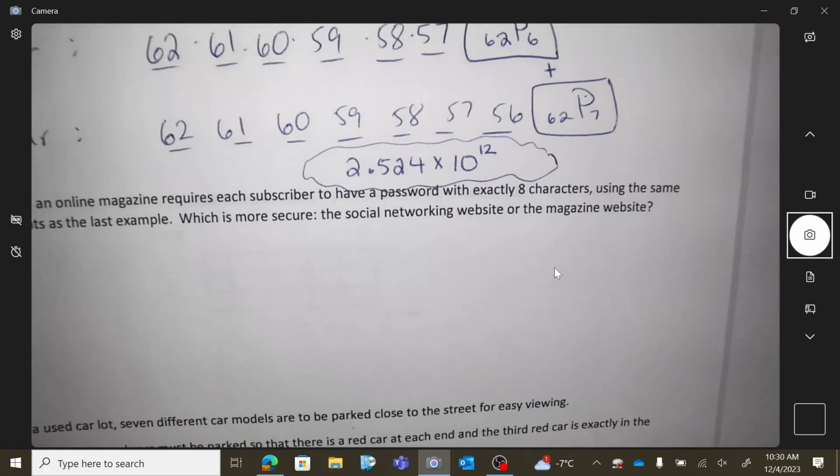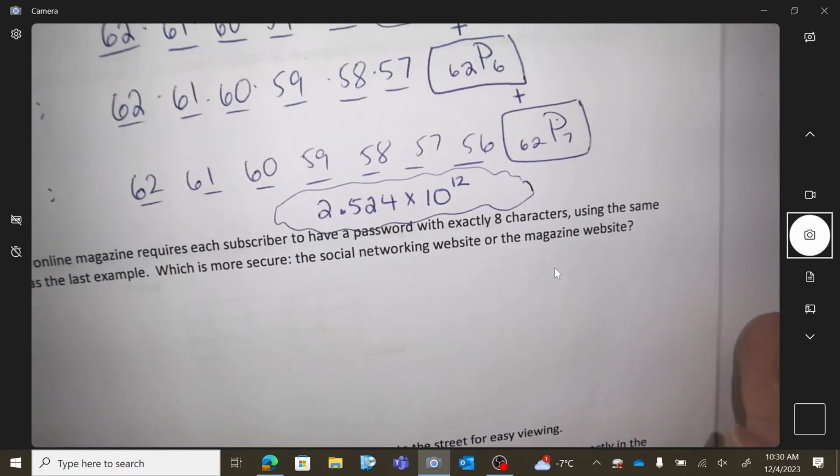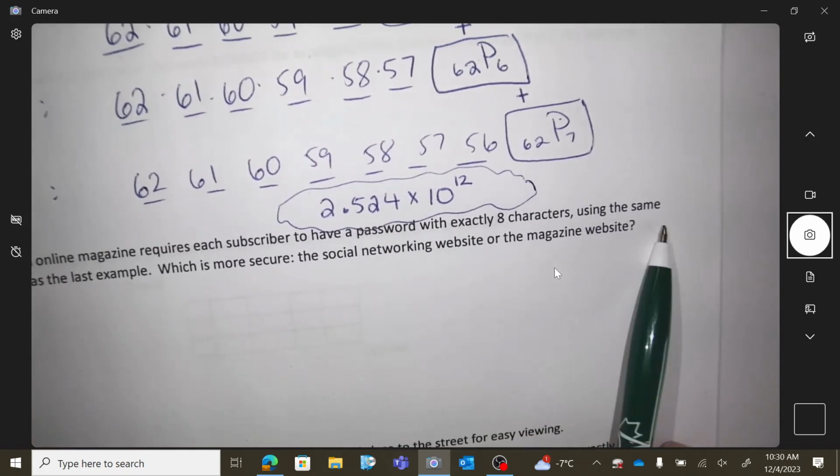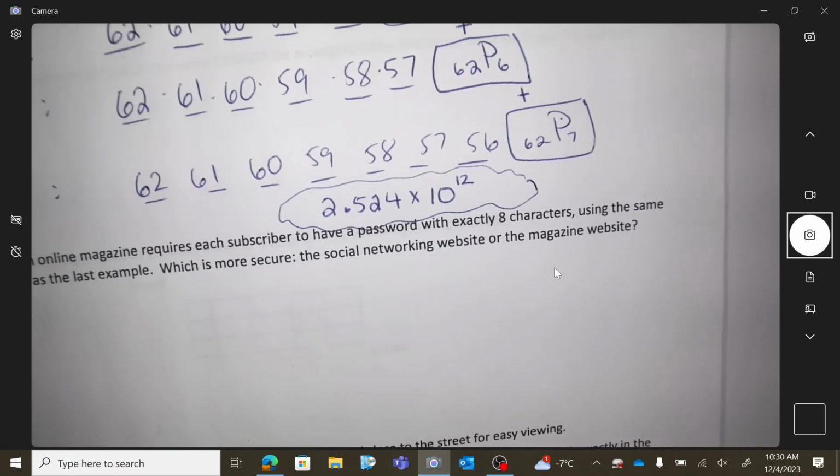You guys know what scientific notation means? Like that? Pretend this decimal is 12 places over, right? Like that's a huge number. Is that what you're getting though?